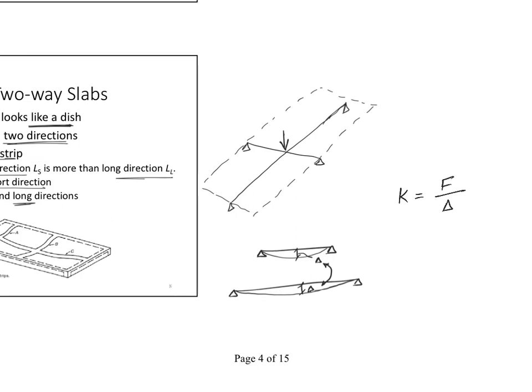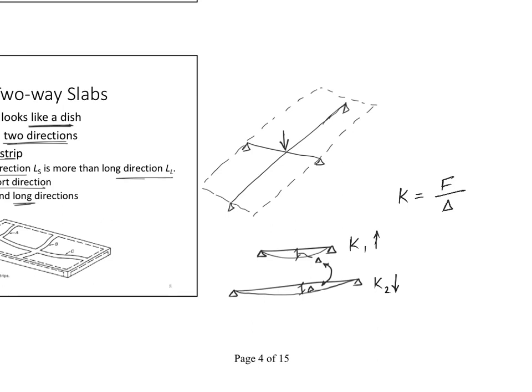Now, which one is more stiff? If I say this one K1 stiffness, this one K2, which one has higher stiffness? The short one has higher stiffness. So K1 is higher than K2. K2 is the less stiffness. The longer the beam, the less stiffness it has, right?